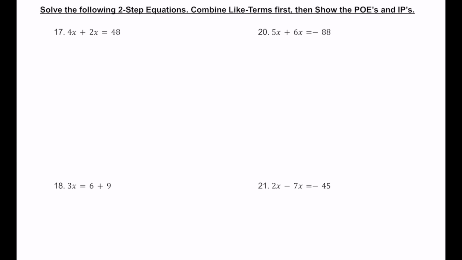Number 17, we got a new set of directions here. We're going to solve the following two-step equations. We're going to combine like terms first. Then we're going to show the properties of equality again and the identity property. So I'm going to run through these just like we just did.